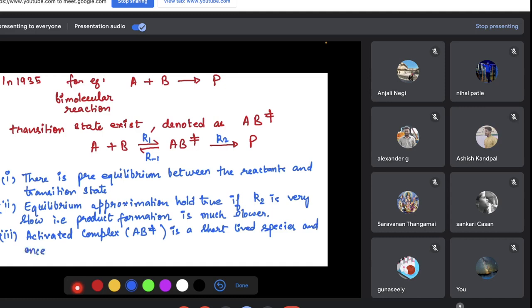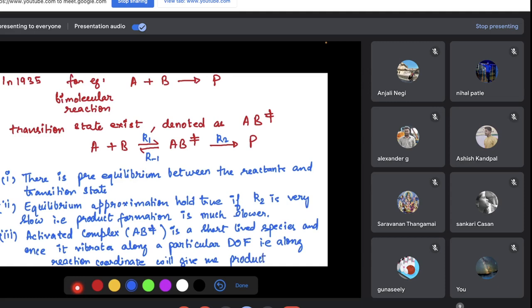And along a particular degree of freedom, that is along what direction? The reaction coordinate will give me the product or complete the reaction. Now the question is, what do I mean by the vibration of AB dagger? Like what do we understand by the vibration of our transition species or activated complex?